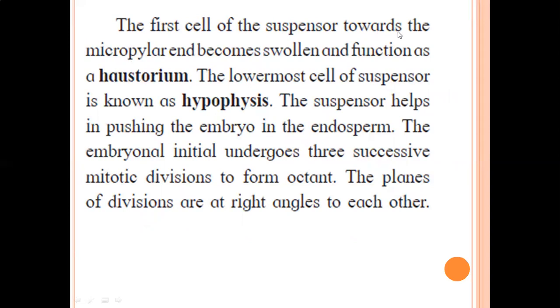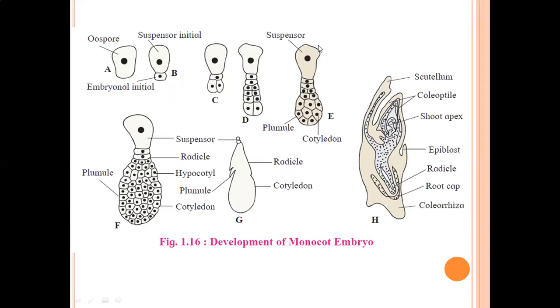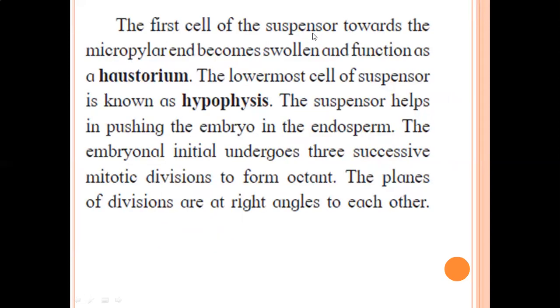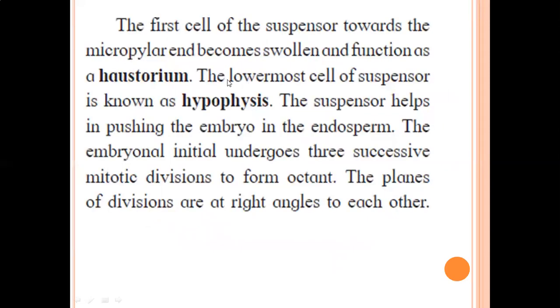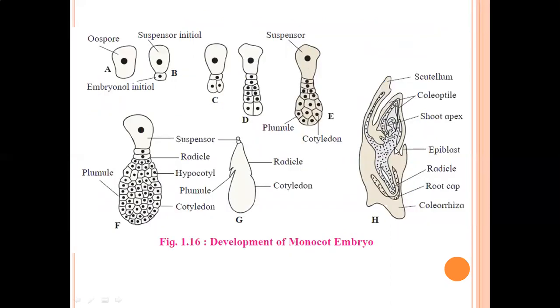The first cell of the suspensor towards the micropylar end becomes swollen and functions as haustorium. Suspensor cell will act as the haustorium. The lowermost cell of the suspensor is known as hypophysis. The suspensor helps in pushing the embryo into the endosperm. So the function of this suspensor is to push this embryo into this endosperm. This outline is endosperm, and inside this there is the embryo.